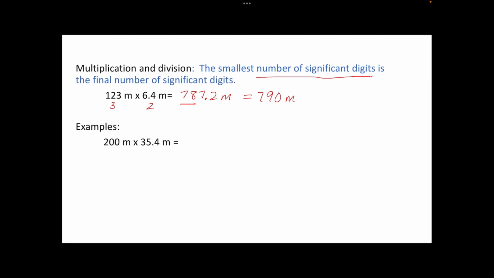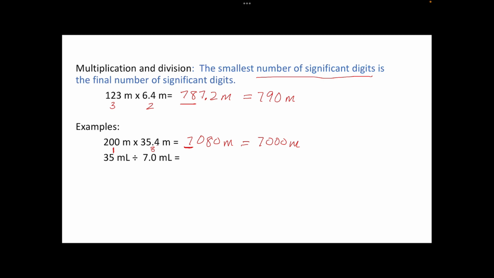All right, here's some more examples. Once again, feel free to work these on your own and then come back. The first one, we take 200 times 35.4. If we plug it in our calculator, that would give us 7,080 meters. Now we have 1 significant digit here and 1, 2, 3 significant digits there. Taking the smallest, we can only keep 1 significant digit. That means that's the 7. This is the only one we can keep. If we round that, the 0 is just going to stay the same. So it's 7,000 meters is our final answer.